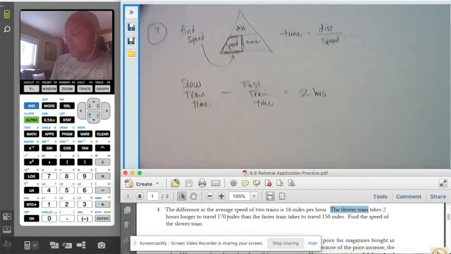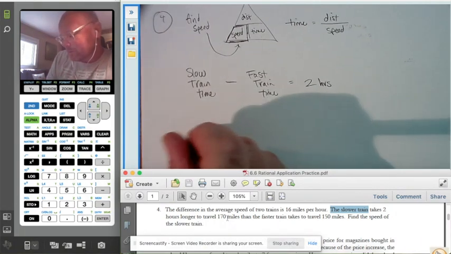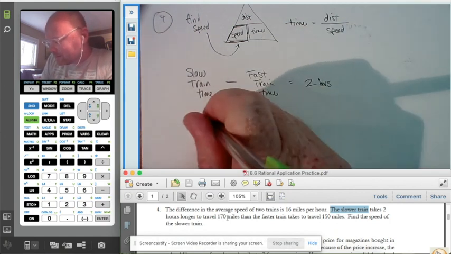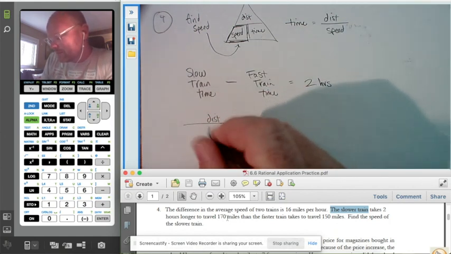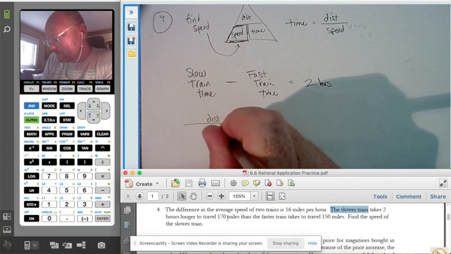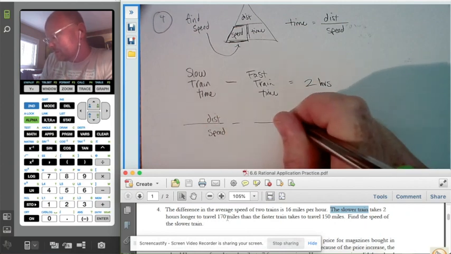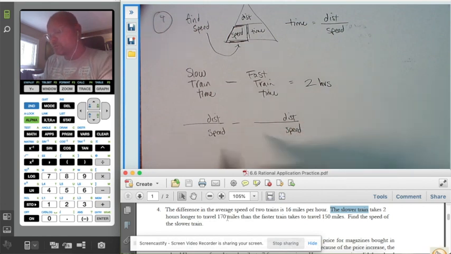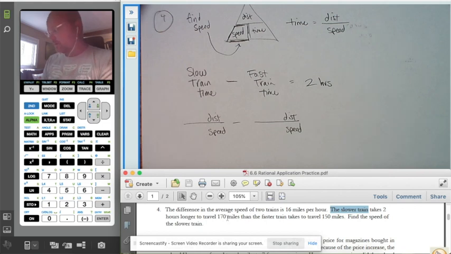So how do we set up our time equations? Well, time, as we talked about up here, is some distance divided by some speed. So I'm going to do another some distance divided by some speed. And when I subtract those two expressions, those two time values, the answer needs to be 2 hours.